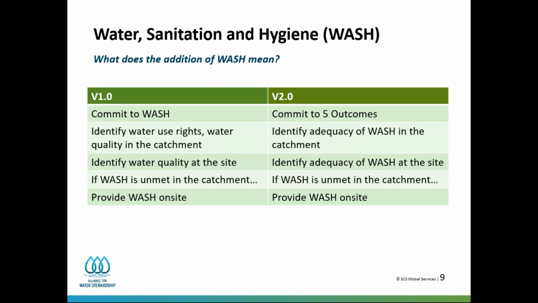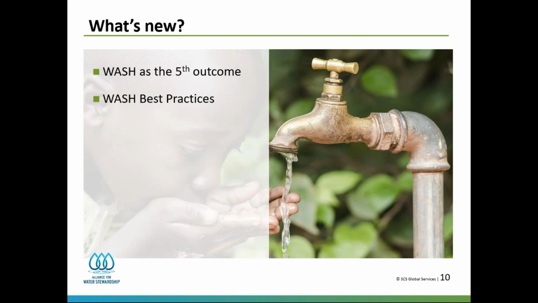You'll notice on this slide some of the similarities between version 1 and version 2.0. The standard is still asking for most of the same things from the site as it pertains to WASH. So what's new as it pertains to WASH? As stated before, and is now probably becoming redundant, it is the 5th outcome of the Alliance for Water Stewardship. In addition to that, sites are required to undertake all activities related to WASH as they are the other 4 outcomes. So the criteria and indicators in the standard are uniformly applied across all 5 outcomes.